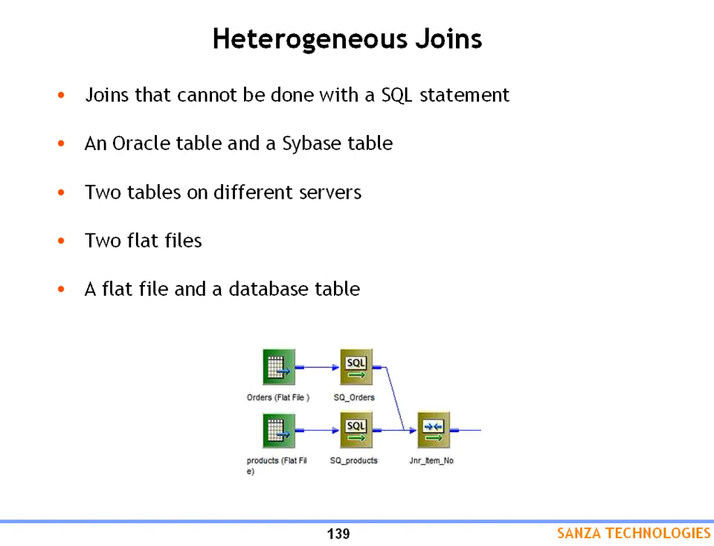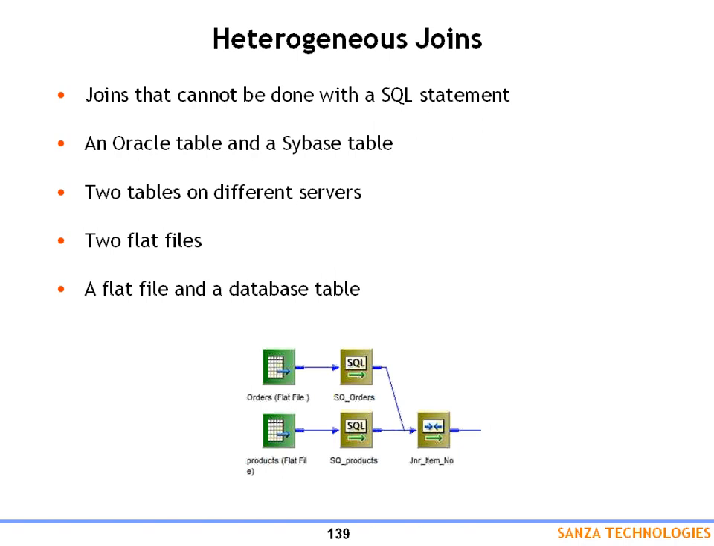Or you have one Oracle table, one Sybase table, you want to join between two tables, then you use a joiner. Two tables on different servers, then you use joiner. Two flat files, we join them in a joiner. A file and a database table, you join them in a source qualifier transformation. The purpose of joiner transformation is when there are disparity sources or heterogeneous sources. In that scenario, you use joiner.